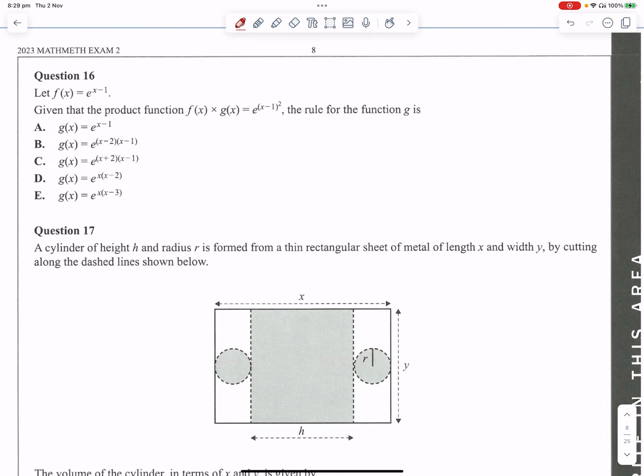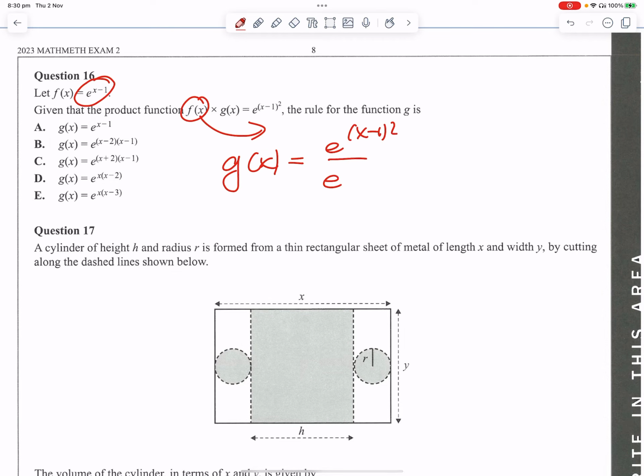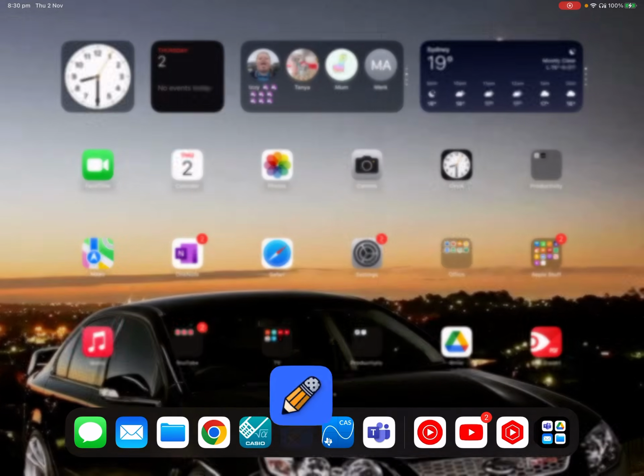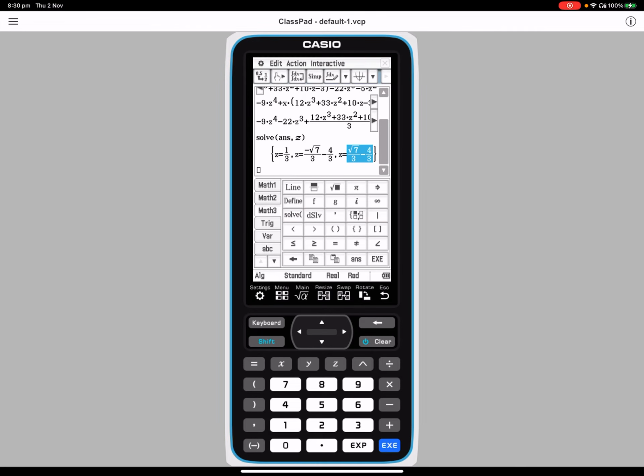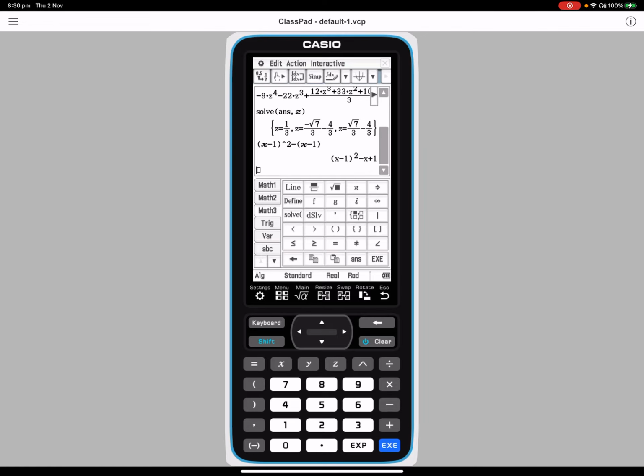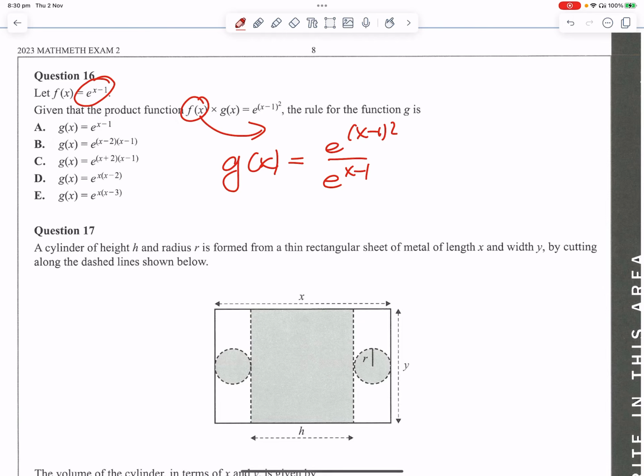Okay. Given that the product function f times g of x is equal to that, the rule for the function g is. So we just divide that to the other side. So g of x is e to the x minus 1 squared on e to the x minus 1. Now we subtract our powers. So x minus 1 squared minus x minus 1. Simplify. X minus 2, x minus 1. B.